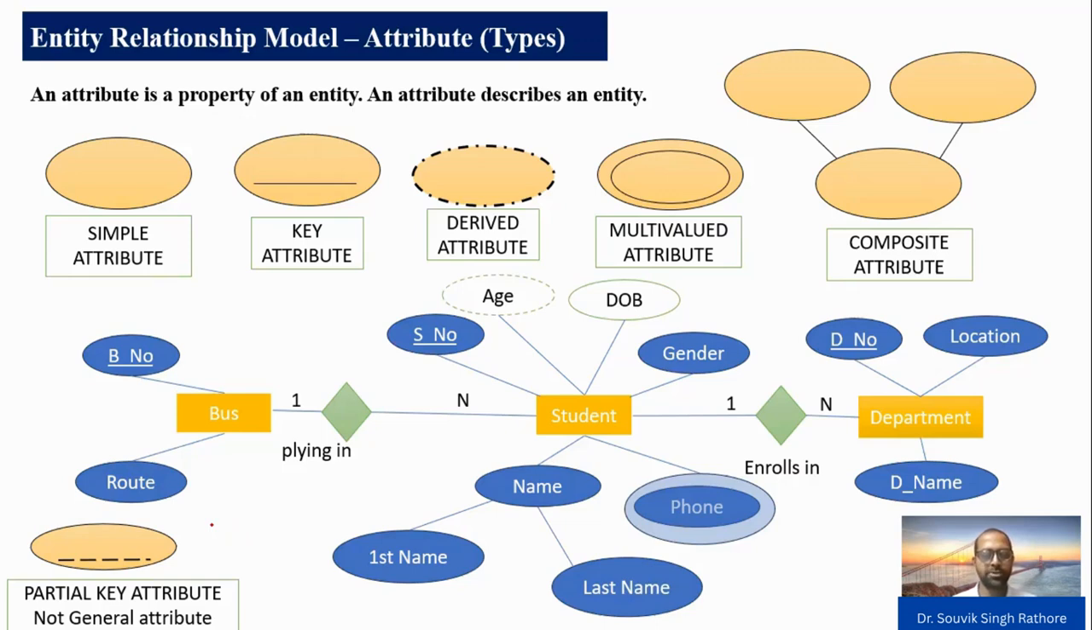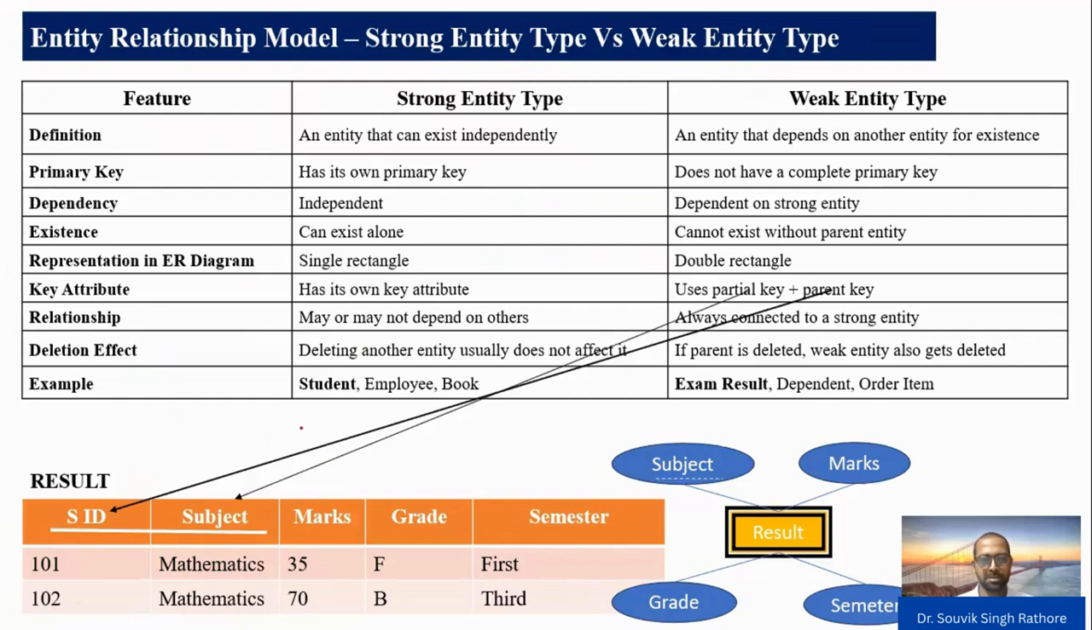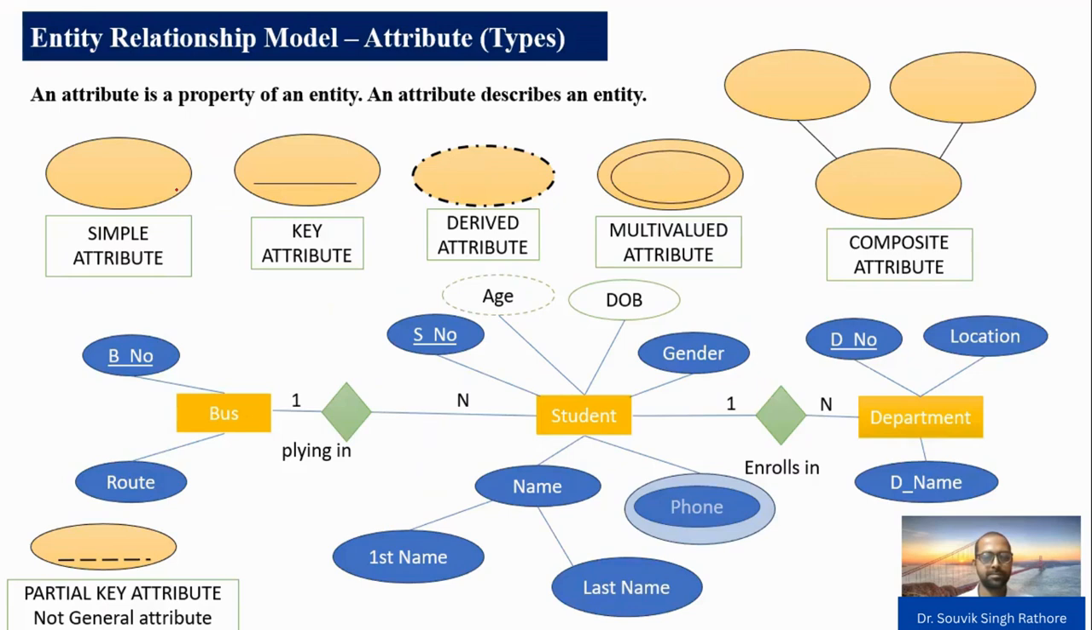So it is not used generally in the ER diagram. It is used only in the weak entity types. In the previous lecture, you had seen this. In the result, which was a weak entity, we used the partial key and the parent key. Here subject is the partial key and your student ID is the parent key. And you can see that this is represented using an oval with a dotted underline.